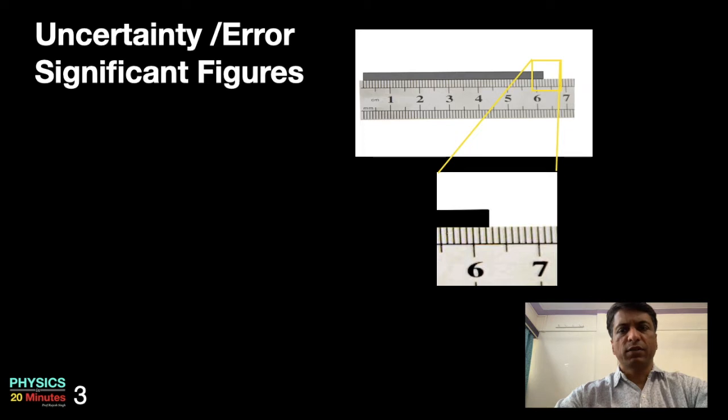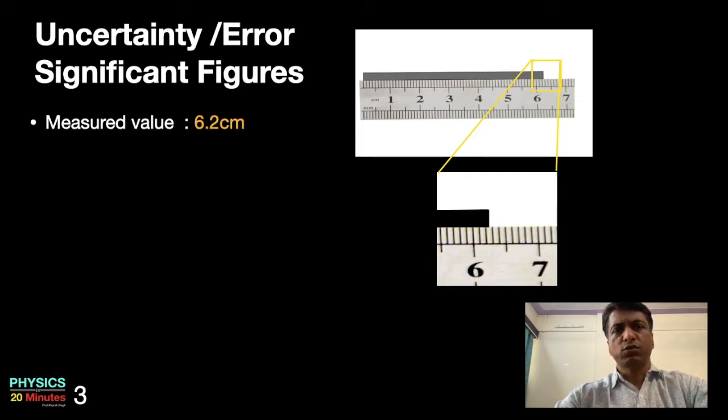So let's take the example of the length measurement that we took in the last video. We had a scale and a rod, and the length of the rod was measured using the scale. We saw that the length of the rod was anywhere between 6.2 centimeter and 6.3 centimeter. What will be its measured value? We noted down the measured value as 6.2 centimeter.